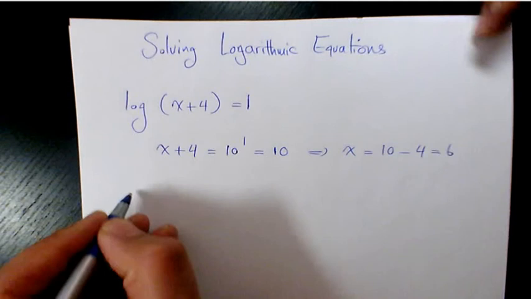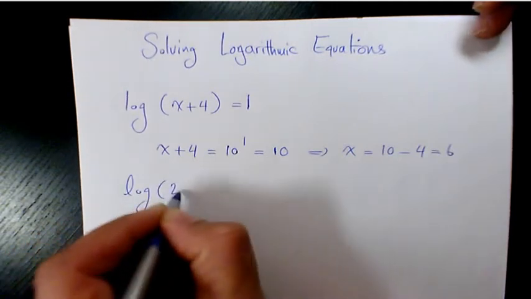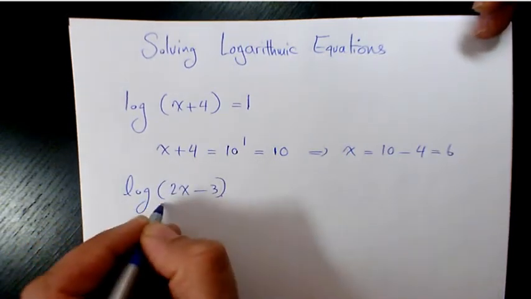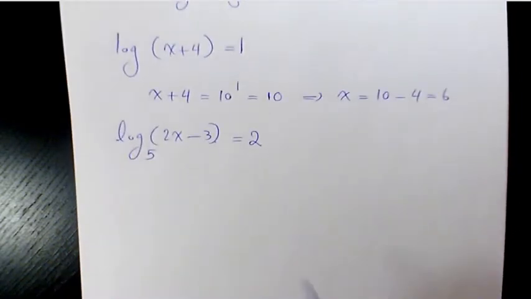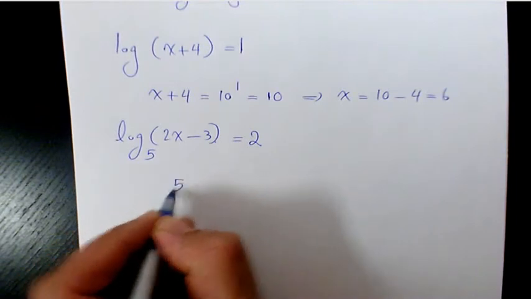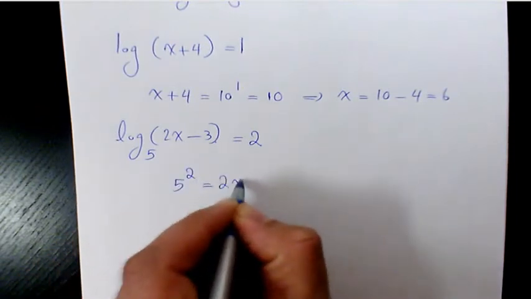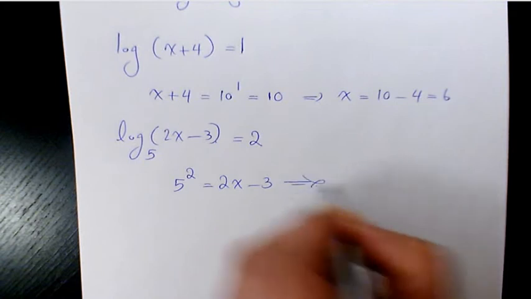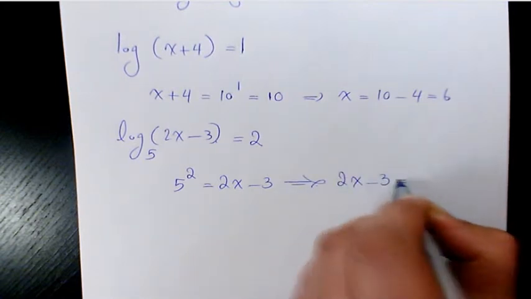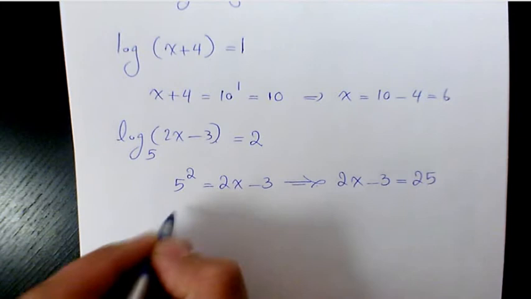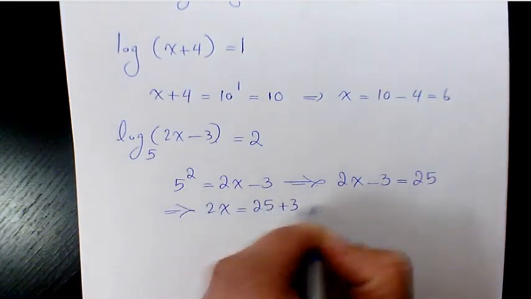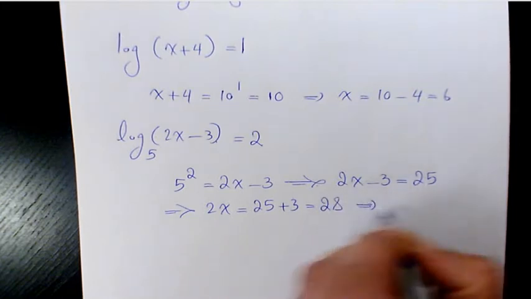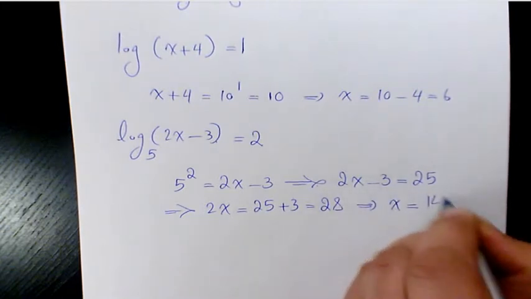Next one. Log(2x - 3) base 5 equals 2. I'm going to say 5 to the power of 2 will be equal to 2x - 3, which means that 2x - 3 = 5 squared, which is 25. Therefore, 2x = 25 + 3, or 28. So x will be 28 divided by 2, which is going to be 14.